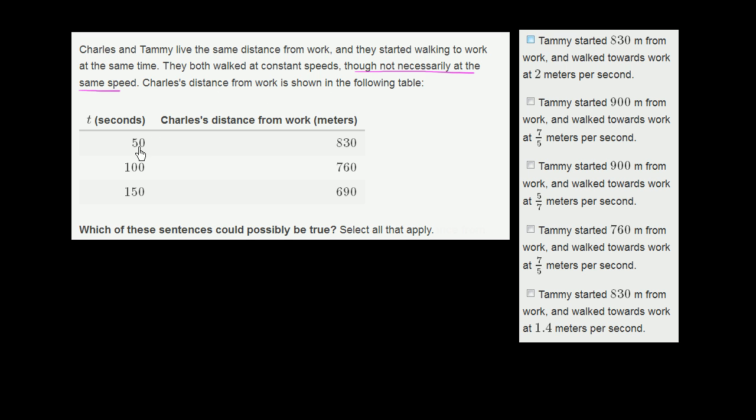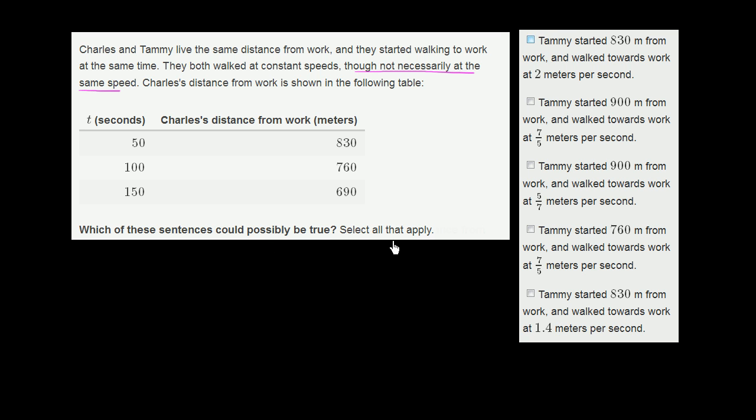So at 50 seconds, he's 830 meters from work. Then another 50 seconds goes by, now he's 760 meters from work. Another 50 seconds goes by, and he's 690 meters from work, which makes sense. He's getting closer and closer to work as seconds pass by. He's walking to work. Which of these sentences could possibly be true?